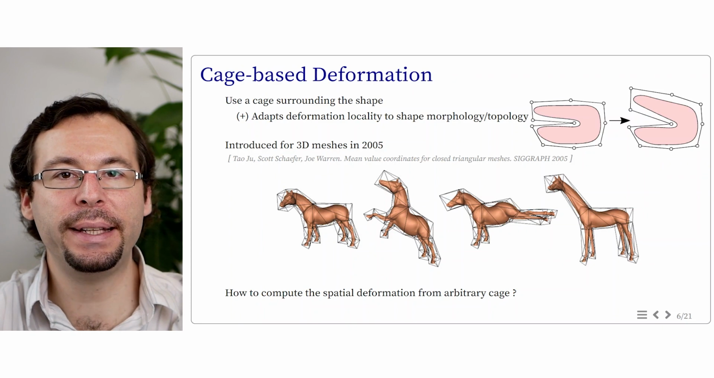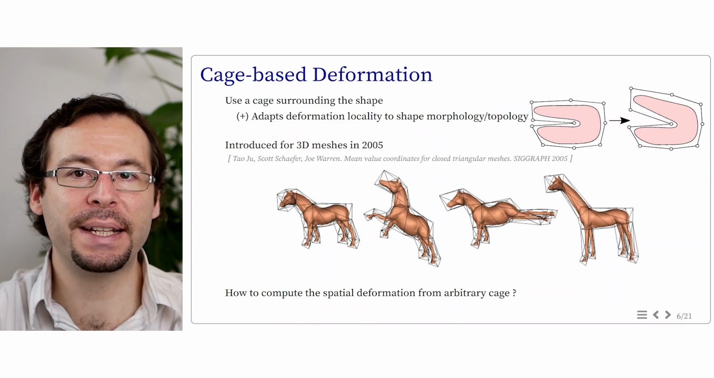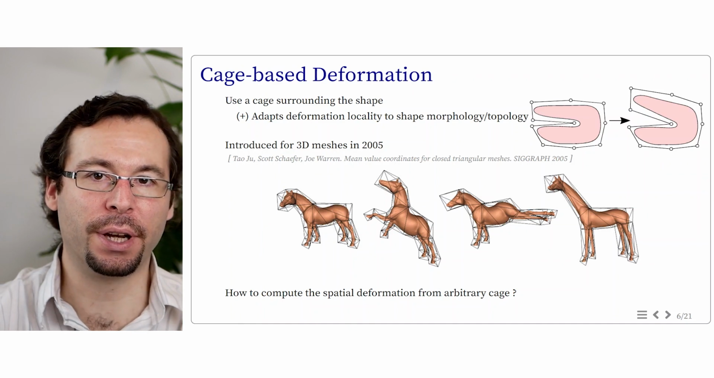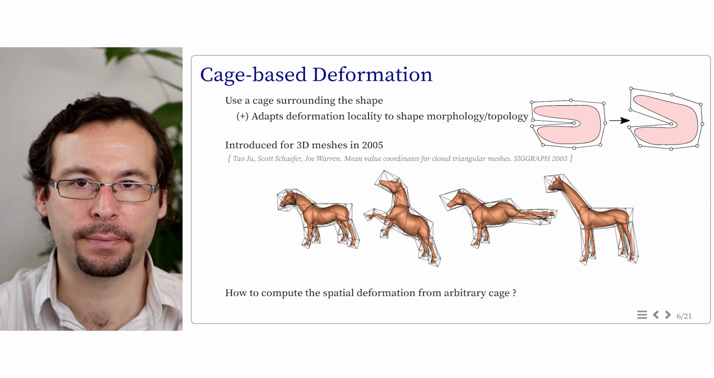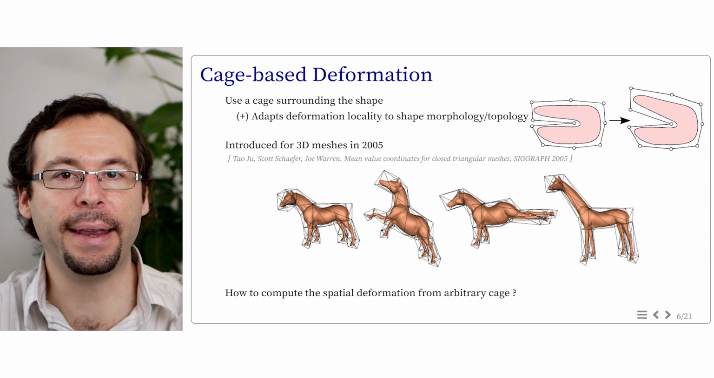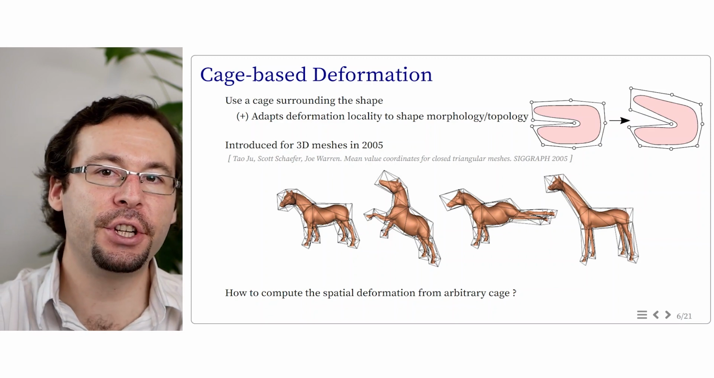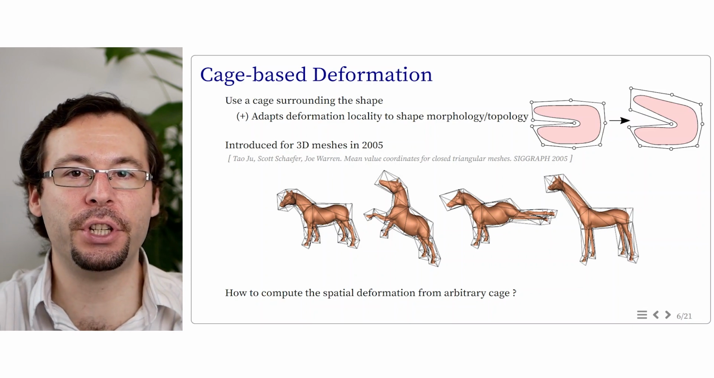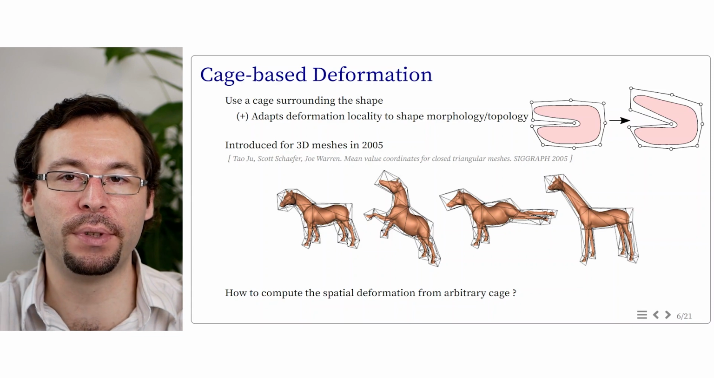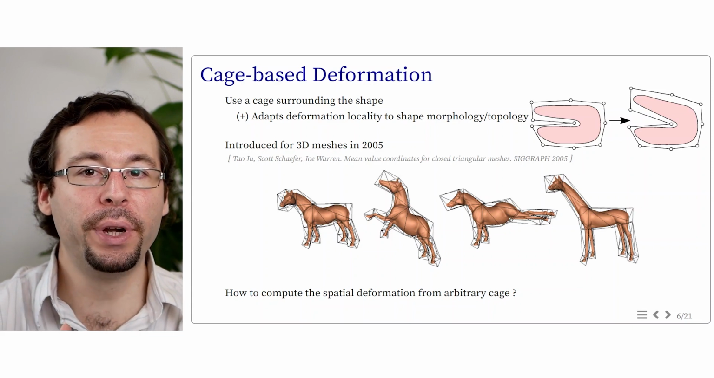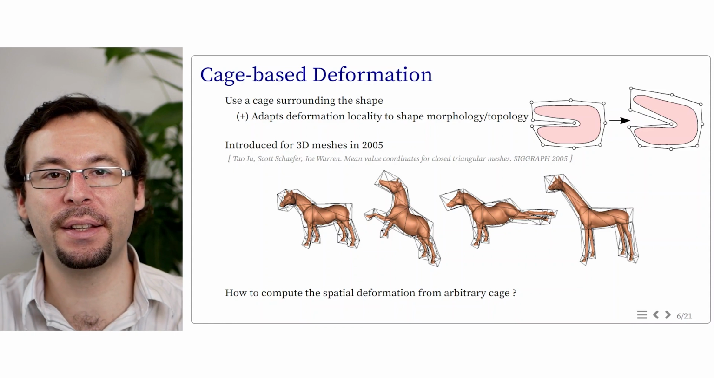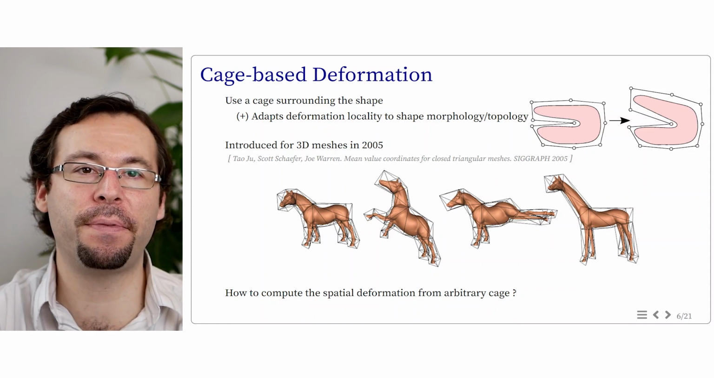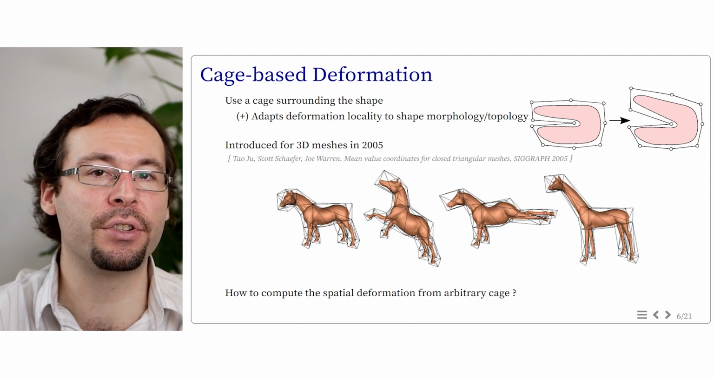So more recently came the idea of using a different approach that still allows smooth spatial deformation, but can better take into account the morphology of the shape. The idea is to use a cage surrounding the shape. This cage doesn't have to be a rectangle. It can adapt locally to the morphology or topology of the shape we want to deform. And the use of a 3D cage for mesh deformation was introduced in 2005. But how can we compute this spatial deformation from an arbitrary cage surrounding a shape?